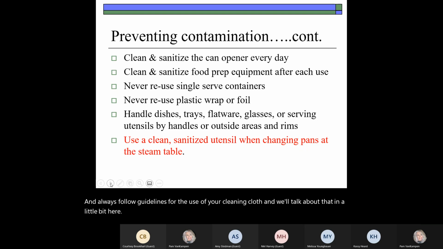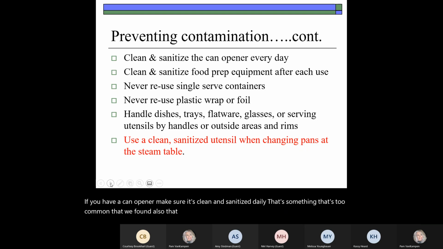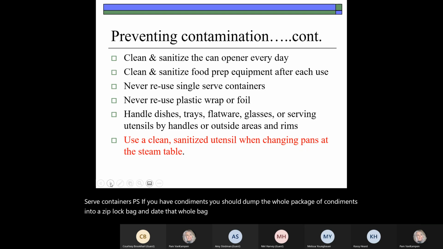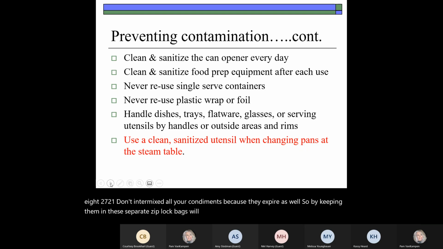If you have a can opener, make sure it's cleaned and sanitized daily. That's something that is too common that we found, and that's nasty. Clean and sanitize your food equipment after each use. Never use single serve containers. P.S. If you have condiments, you should dump the whole package of condiments into a Ziploc bag and date that whole bag. Like if I had my mayonnaise packets, they came 8/27/21. Don't intermix all your condiments because they expire as well. By keeping them in separate Ziploc bags, we'll know, and then we can rotate, first in, first out, use the oldest condiments first.